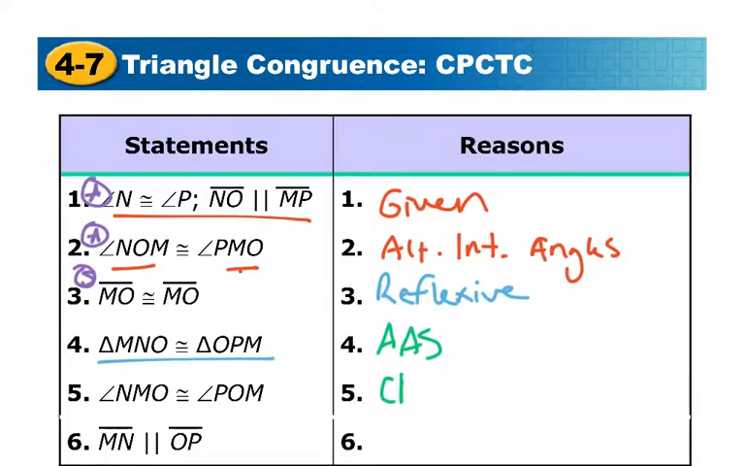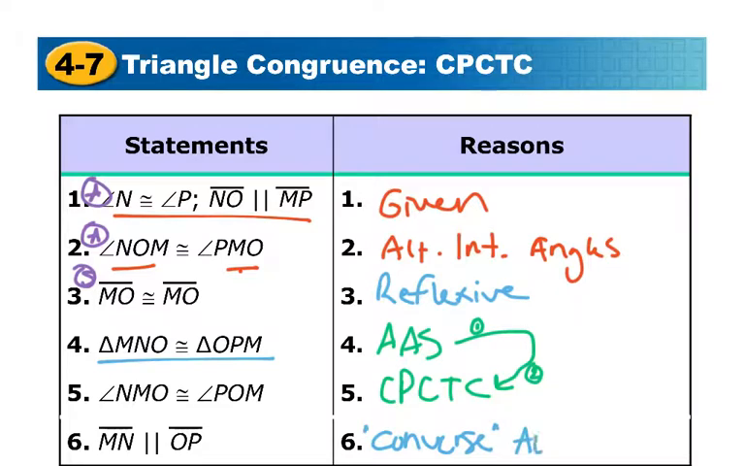Why? Because of CPCTC. So now that we've proven triangles are congruent, that was step 1, and now step 2 is use it to then say that they're parallel. So this is going to actually be by the converse of the alternate interior angles. And remember that we don't necessarily need to write converse, but that is technically what it is.